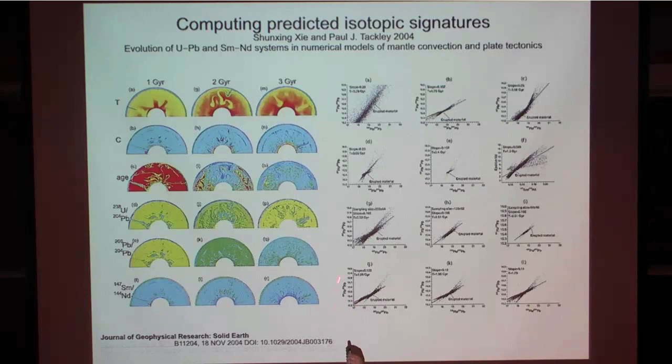So this is a lead-lead diagram. I think there's a neodymium. Is that samarium or strontium? I think that's a samarium diagram.